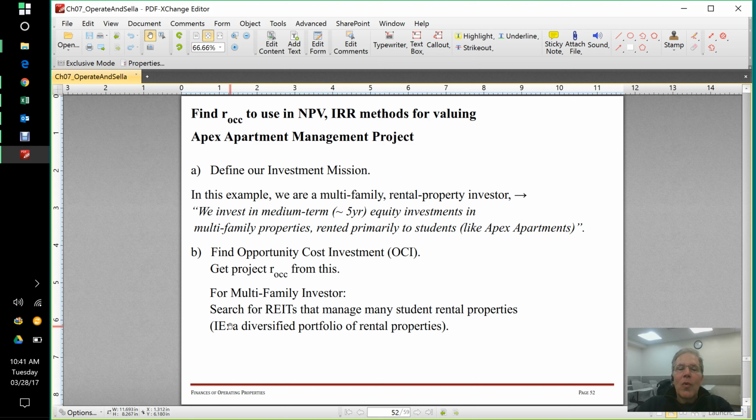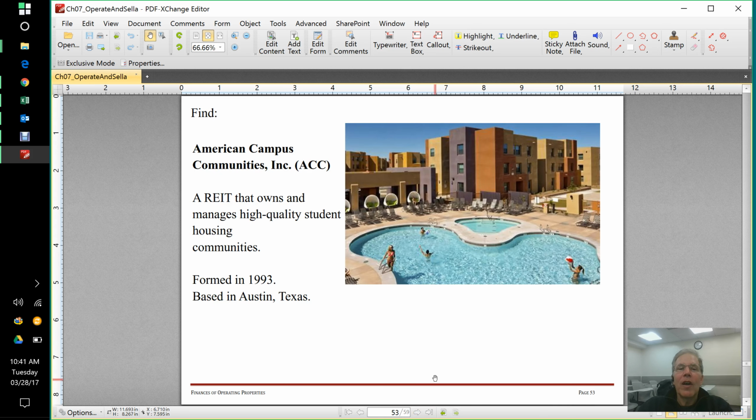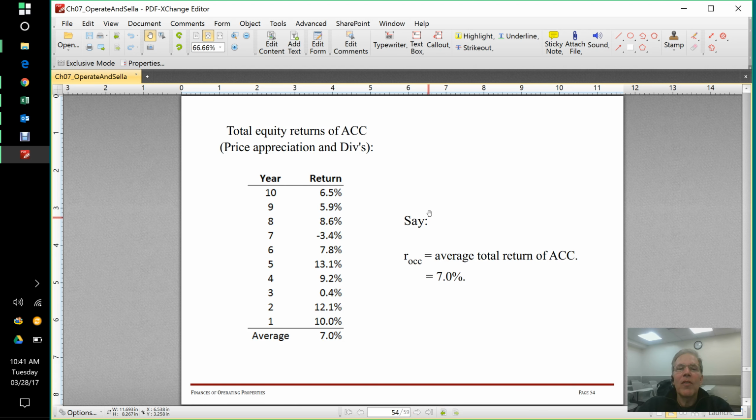And so what we would do in this case is search for a multifamily investor. We're just starting out, who has a history and from which we can get an opportunity cost of capital. So the best one I could find is American Campus Communities. It's a REIT that owns and manages high-quality student housing communities. It was formed in 1993, and happily it's publicly traded, so we can see some of its performance data.